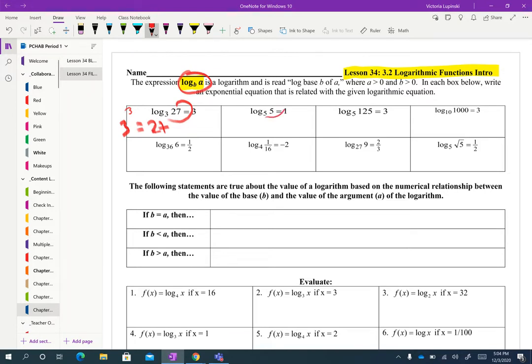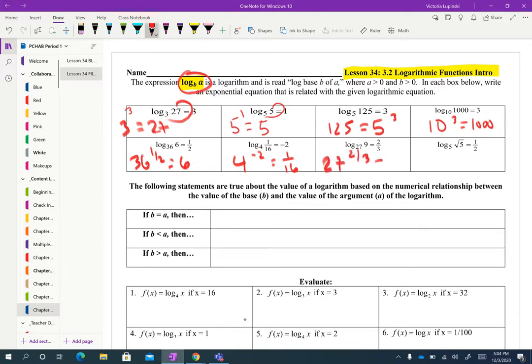So again, if you like the loop, feel free to write it. 5 to the first would be equal to 5. In the next one, if you want to get a little bit crazy, you could say that 125 is equal to 5 to the third. So feel free to play it fast and loose and write them on either side. For the fourth one here, 10 to the third would be equal to 1,000. 36 to the 1/2 would be equal to 6. Not only is this making sure you understand the relationship, but it's also reminding you of a couple important exponential relationships. So 27 to the 2/3 would be equal to 9. And then 5 to the 1/2 would, of course, be equal to the square root of 5.